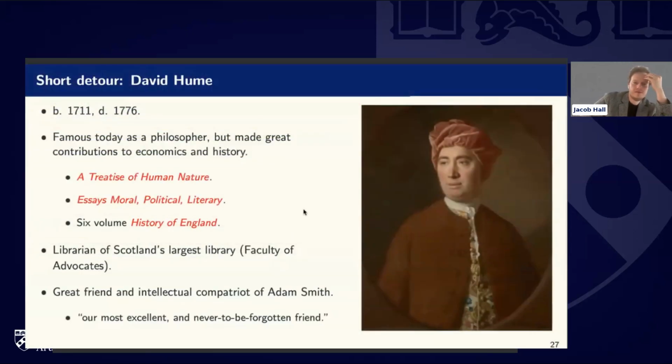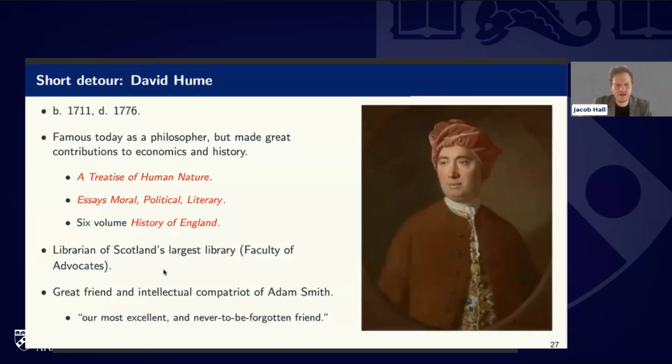A bit of a detour down David Hume. You'll see why I'm going to do this in a second. 1711 through 1776. He's today famous as a great philosopher. I think of the Treatise of Human Nature. If you took an intro to philosophy or some classes in college, you probably read some parts of the Treatise. But he made great contributions to economics and history, the Essays, Moral, Political, and Literary, and then his 6-volume History of England.